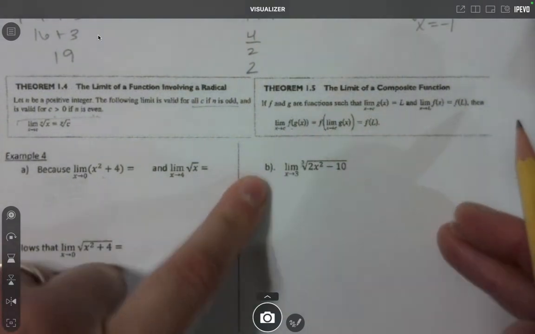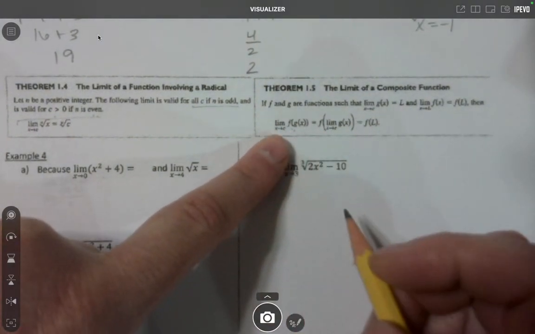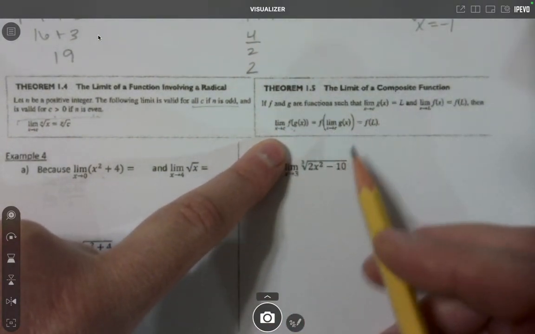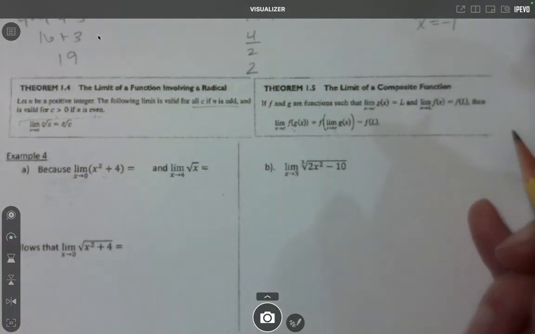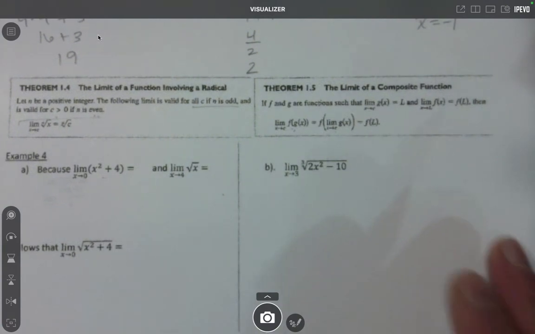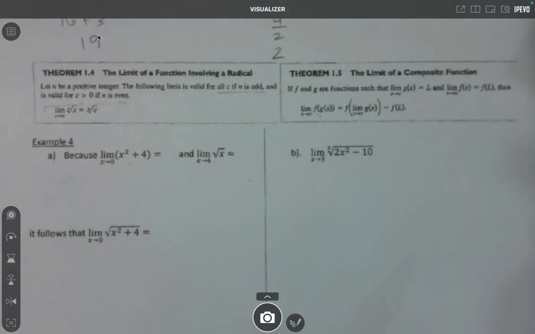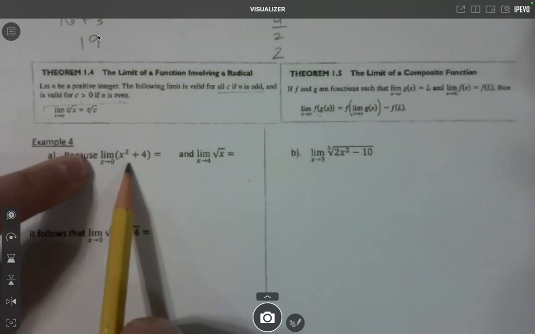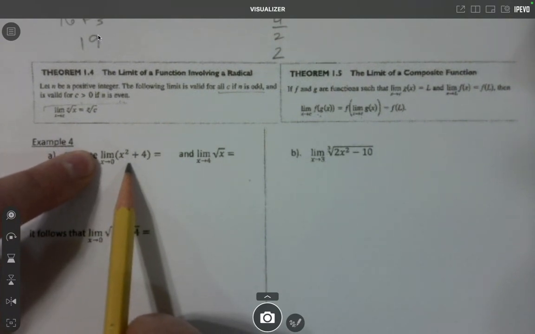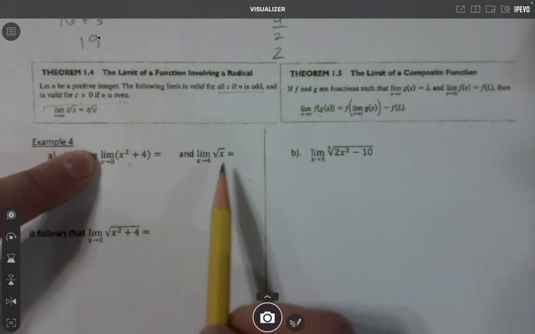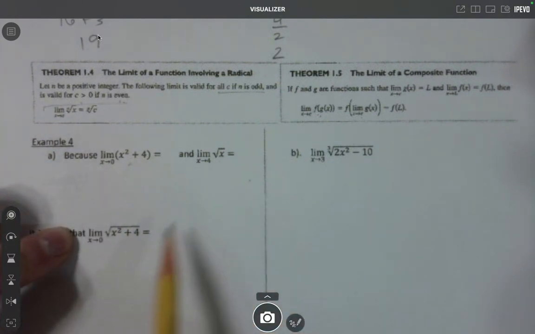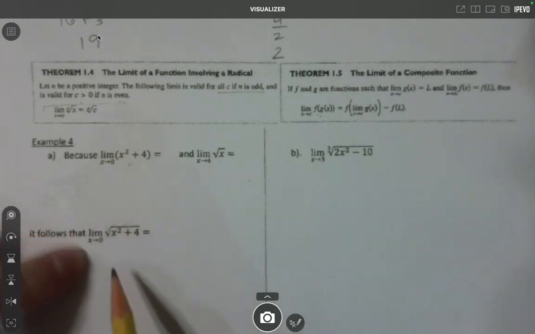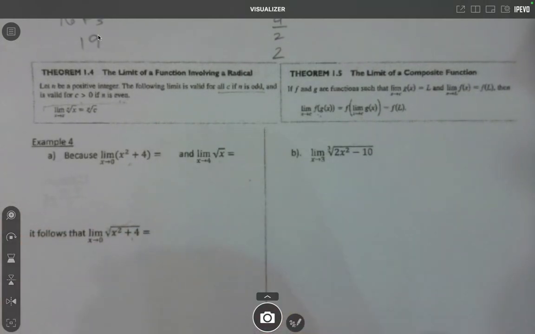And here they're talking about how if I have a function inside a function, I can take the limit of the inside function and then evaluate that. So just how we can do a limit of a composite function. And that's what we're doing a little bit here. You'll see this is my limit as x approaches 0 of x squared plus 4, and this one's my limit as x approaches 4 of just the square root of x. And this is my square root thing, but the x squared plus 4 is inside.